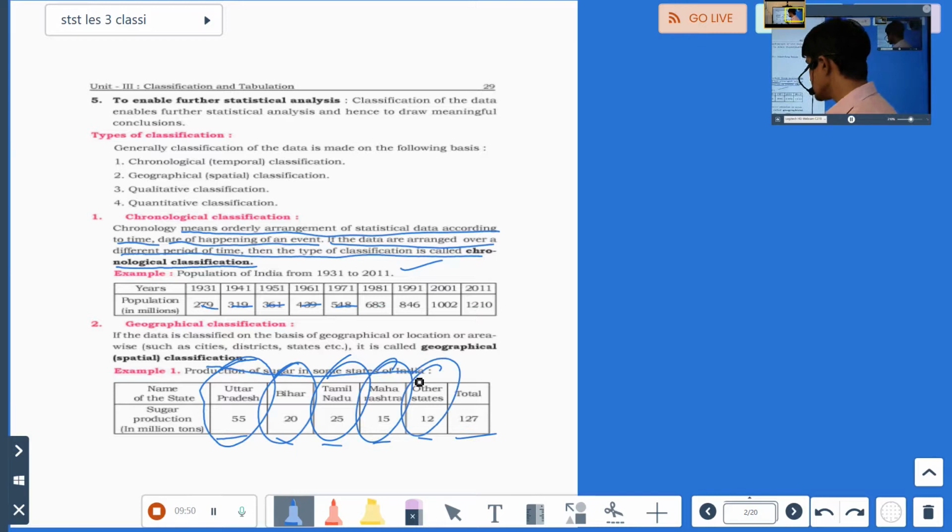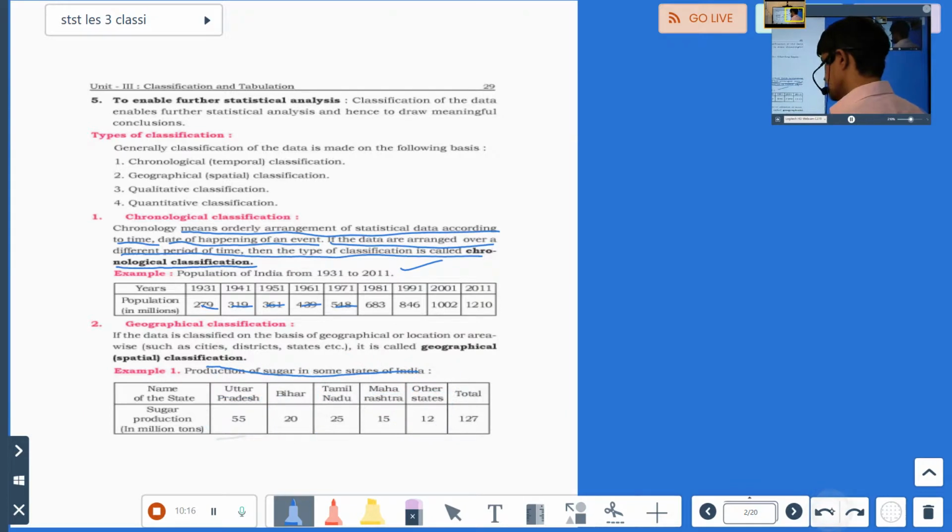See here, the state names are there. Because Uttar Pradesh produces more sugar, its name is there. It's just an example. Don't go on asking, is it true, is it like this only? Don't worry about that. You try to understand the concept. Classification based on states or cities or districts or places, such classification is known as geographical classification. Okay. So next one.